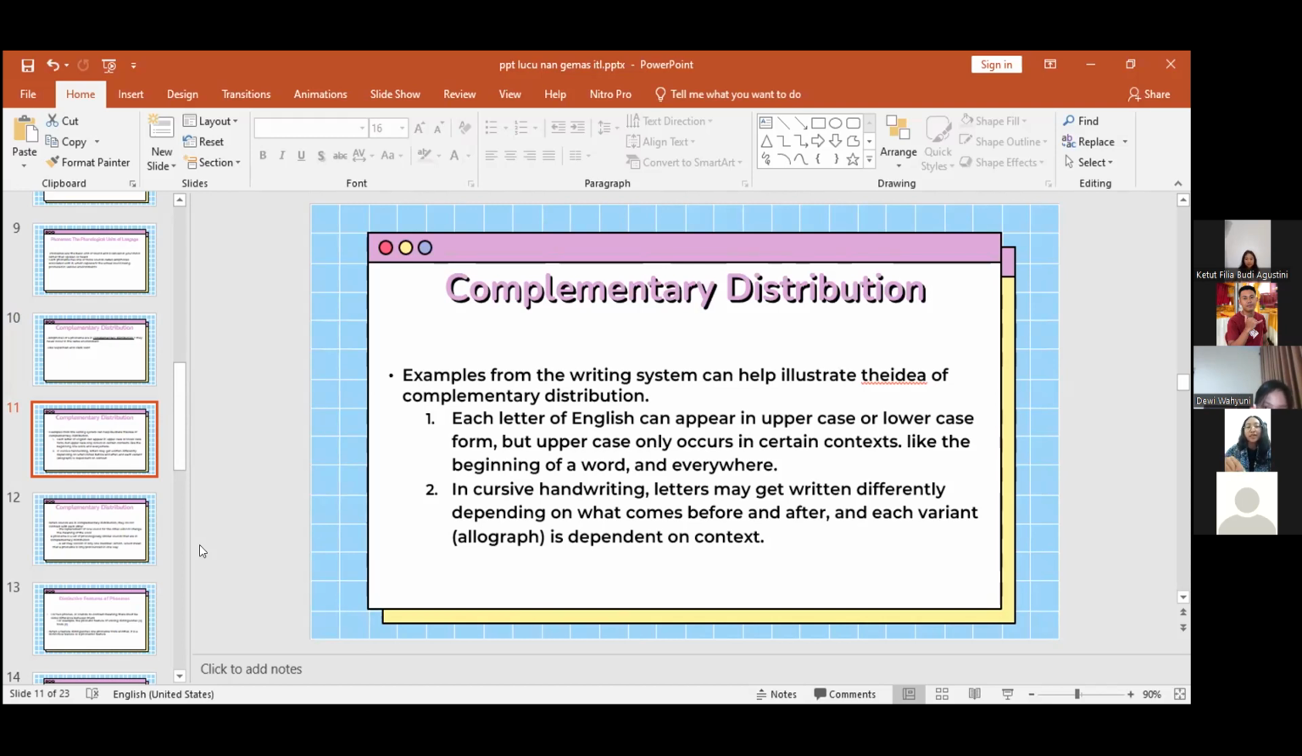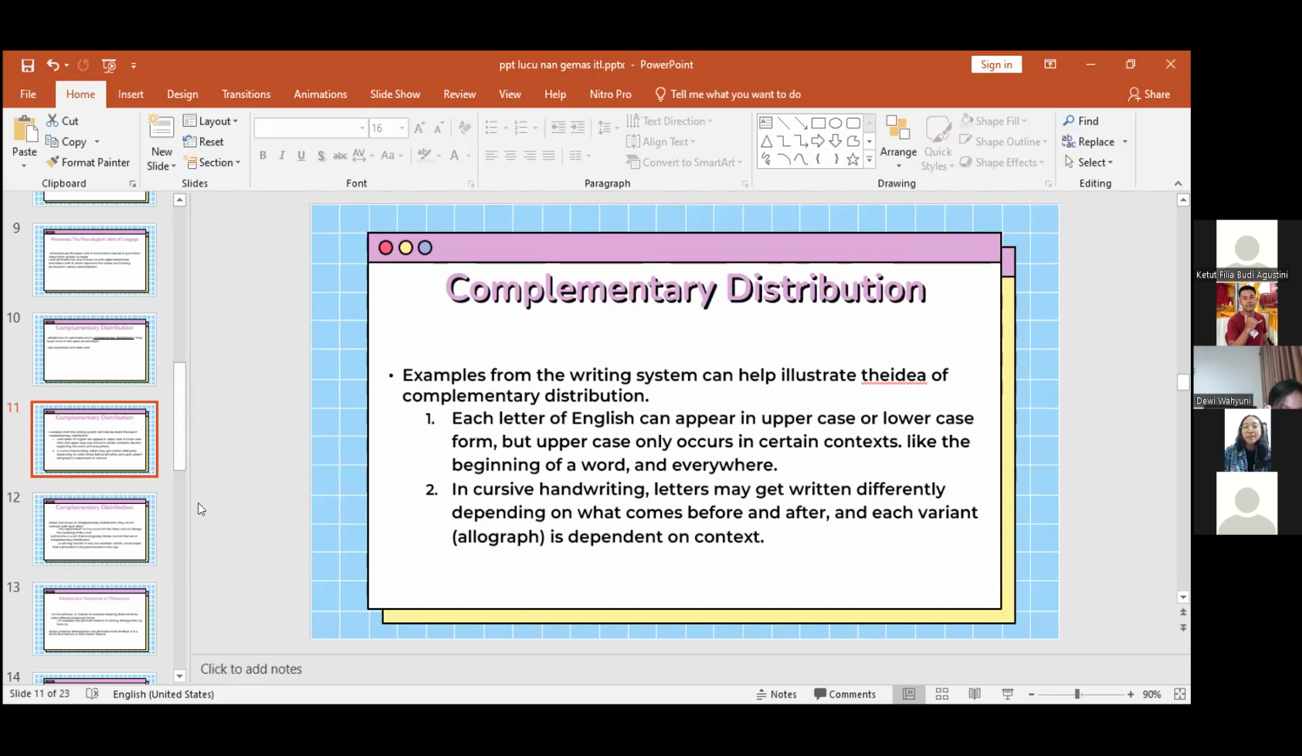So when you write glue, you write the L from the bottom of the line. But when you write blue, you write the L from the middle of the line. So this is the difference between normal handwriting and cursive handwriting. This is how complementary distribution exists in each letter in English and also in cursive handwriting.